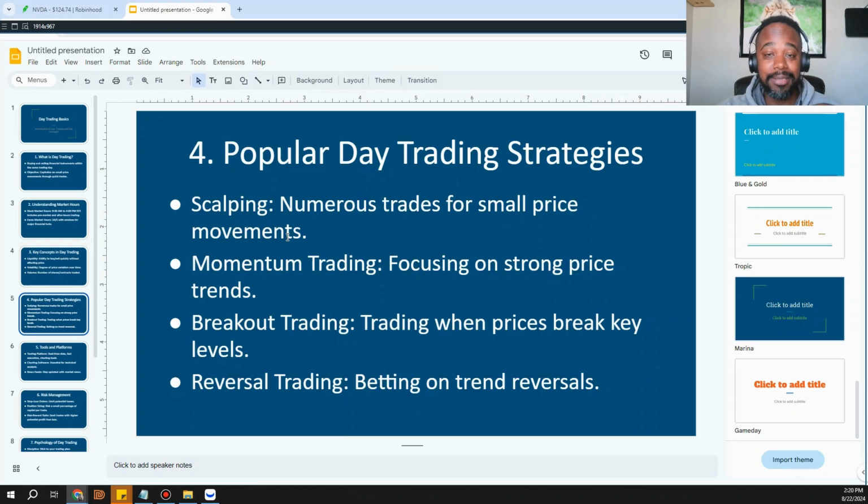When you're going into options, there's other things you have to factor into it, like delta, theta, which we kind of spoke about in the first video, but we'll expand on that.